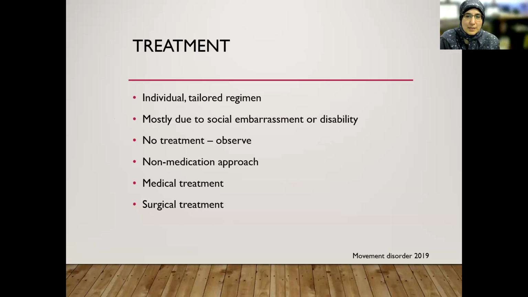Now, how do we treat essential tremor? So treatment is very patient-centered. There's no standard guideline. Every individual is different, and therefore the treatment regimen is tailored according to an individual. Most of the time, the treatment is guided by the degree of disability, as well as if an individual is embarrassed by it socially. There are different approaches. One approach is that we can just watch it and not do any treatment if it is not causing any physical or social impairment.